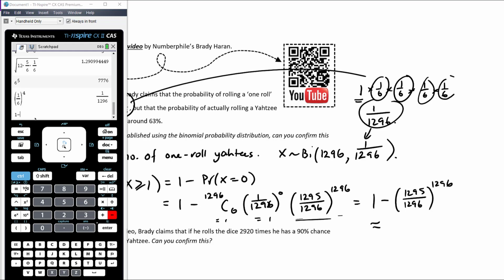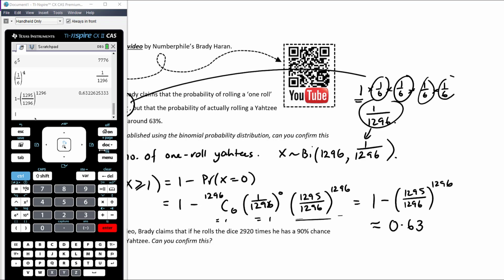Let's calculate that as a decimal. So 1 minus 1295 on 1296, and we want that to the power of 1296. And we find that that is approximately 0.63, which is the 63% he found.